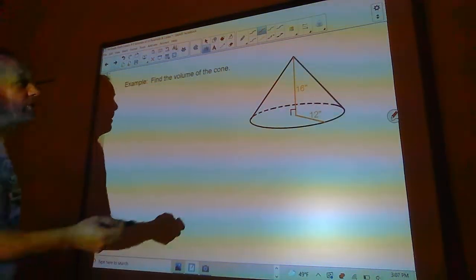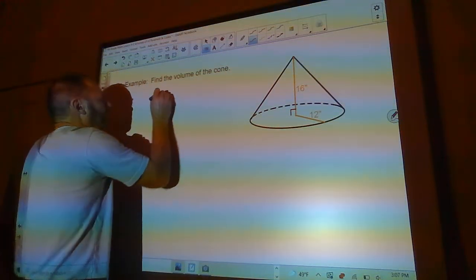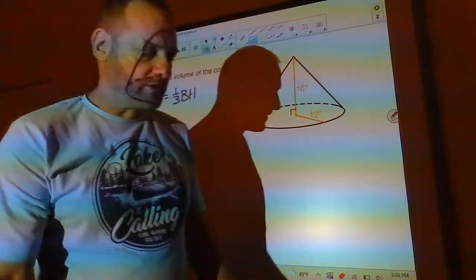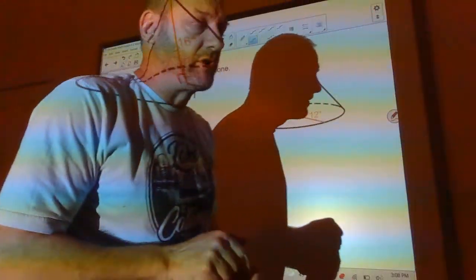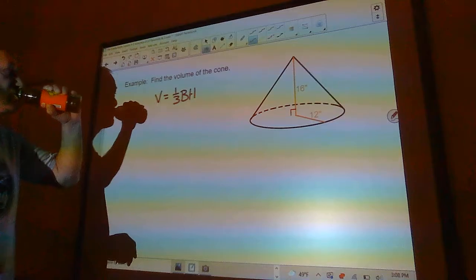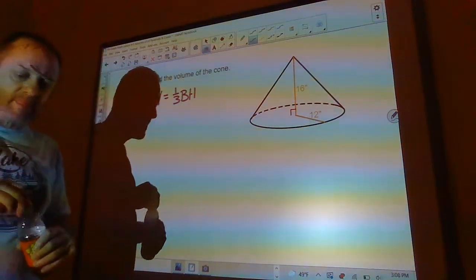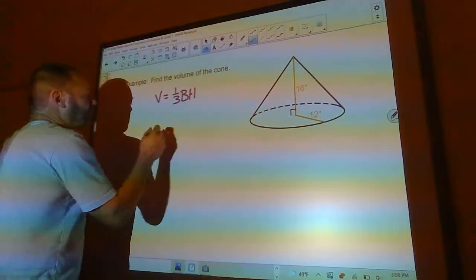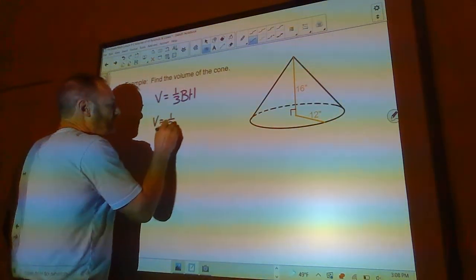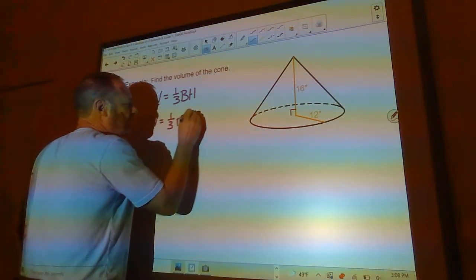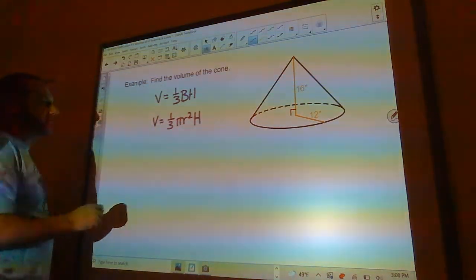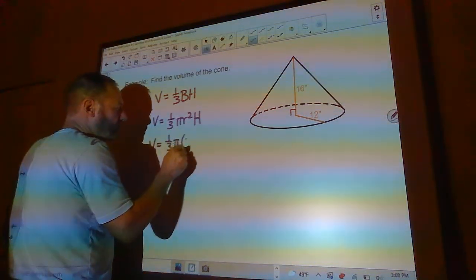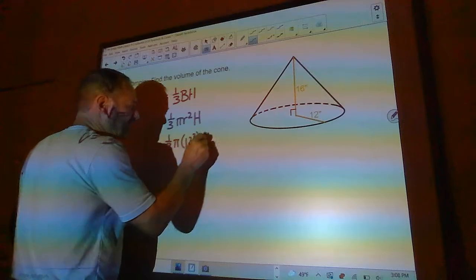Okay, cone. Cones work just like pyramids. We start out with the same general formula: 1/3 the area of the base times the height. Now since the base is a circle, this becomes pi r squared for the base times the height. So now I just plug in the numbers: pi, the radius is 12 squared, times the height is 16.